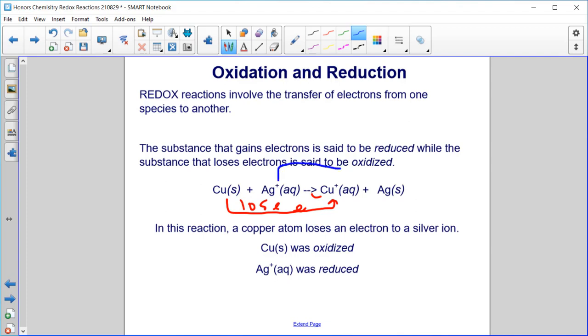Opposite of that, let's look at what happens here with this silver. We start with a silver ion and then end with a silver solid with no charge. What's happening here is the silver is gaining the electron. Where is it gaining it from? From the copper solid that's losing the electron. So those two things happen together. In this reaction, the copper atom is losing an electron to the silver ion, which gains that electron. So copper is oxidized, silver is reduced.